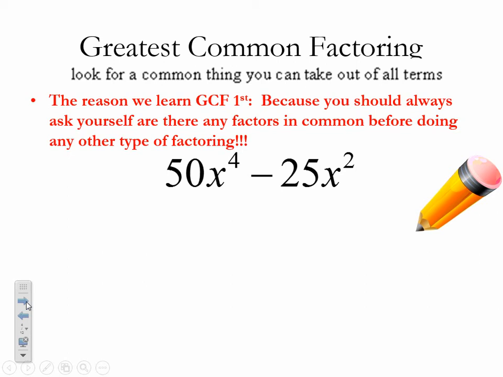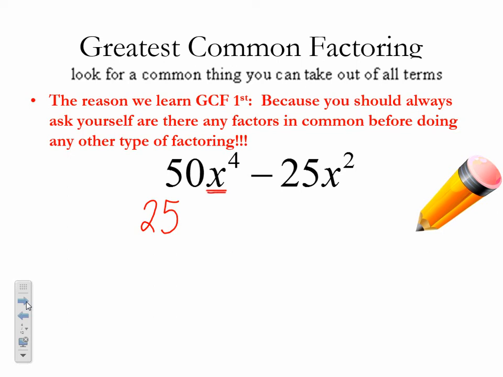So as I look at these two terms, I notice there's a 50 and a 25. So I would ask myself, what's a common number that I can divide out of both 50 and 25? The greatest number that I can divide out. And the answer to that is 25 itself. I can divide 25 by 25 and 50 by 25.